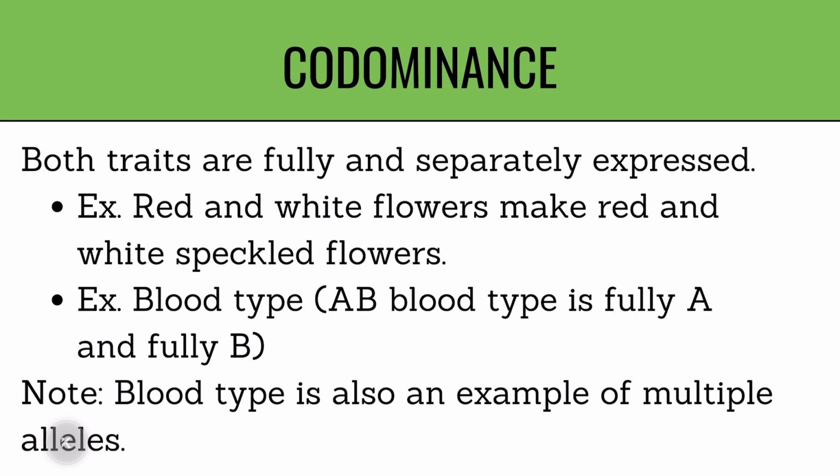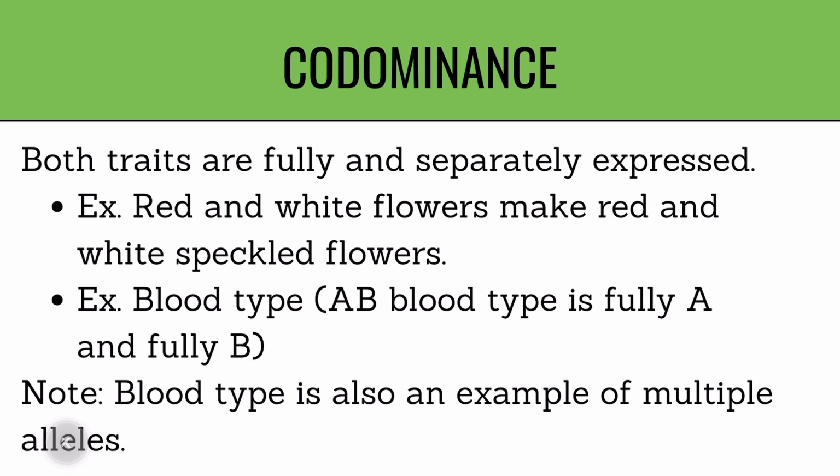Okay, so on to our second different type of complex inheritance, which is codominance. So remember, co means like together, as equals. So this means that both traits are fully and separately expressed. So instead of red and white flowers making pink flowers, if they are codominant, red and white flowers are going to make red and white speckled flowers. So it's going to be both red and white at the same time. They're not going to blend. They're both going to show up.